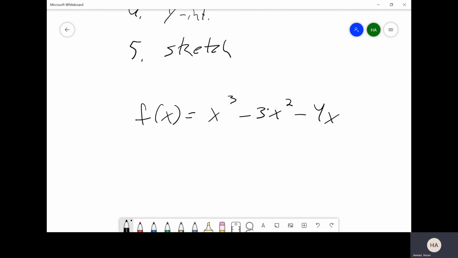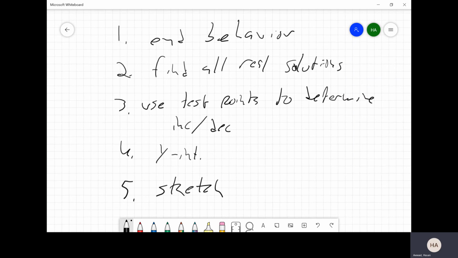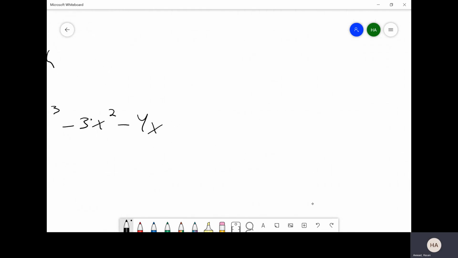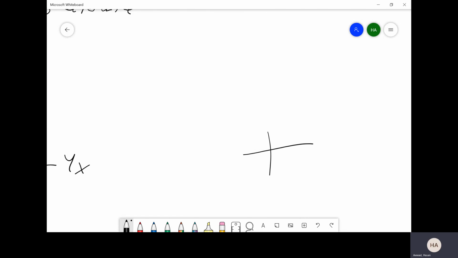Okay, so go in order, right? To go in order means starting from step one: end behavior. What is my end behavior going to be? Well, luckily for us, the end behavior of x cubed is just x cubed. So we know, without even guessing, that we're going to have a piece that goes upwards on the right-hand side, and a piece that goes downwards on the left-hand side. And that's all there is to it, right?